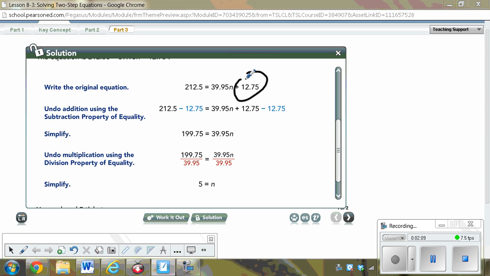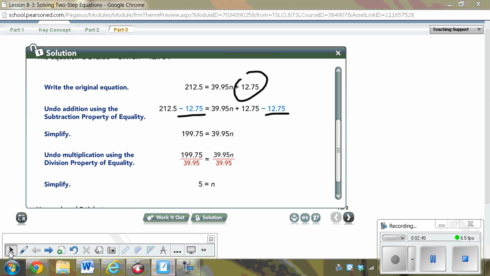When we do that, we get 199.75 equals 39.95 n. Since 39.95 is being multiplied by the n, we need to divide, and we know what number to divide by: what is over here on the same side as the n. So we're going to divide both sides by 39.95, and when we do that, we find out 5 equals n. So what does that mean in English? That they bought 5 tickets.